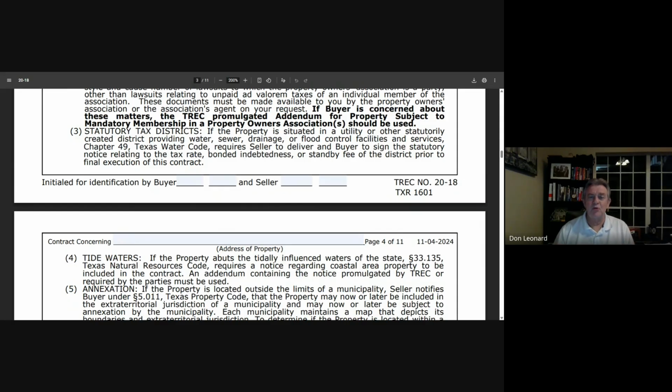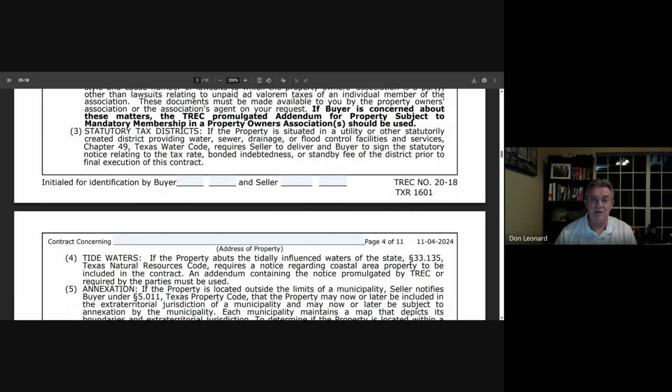They changed the rule about 2 or 3 years ago so that it is not on the agent's plate. It is not the agent's responsibility to get that information anymore. It is the seller's responsibility to deliver that information to the buyer, and the buyer to sign it.